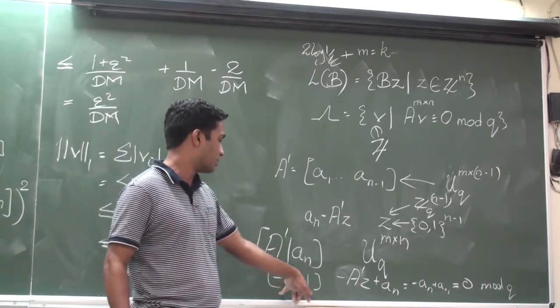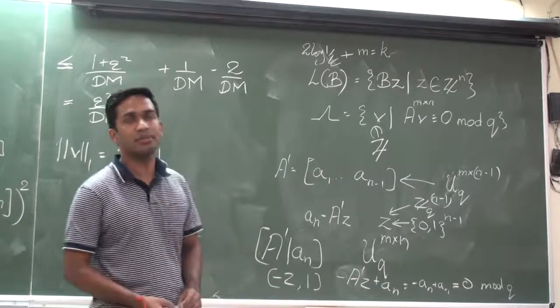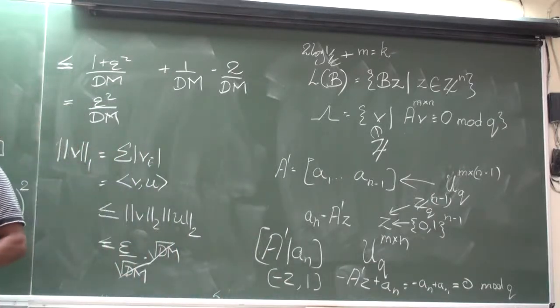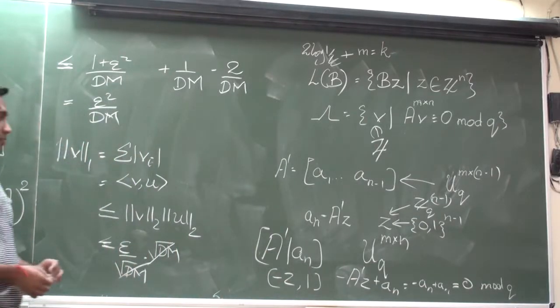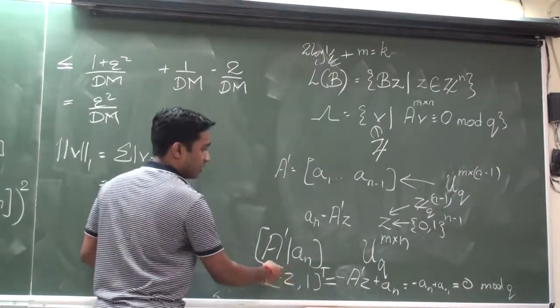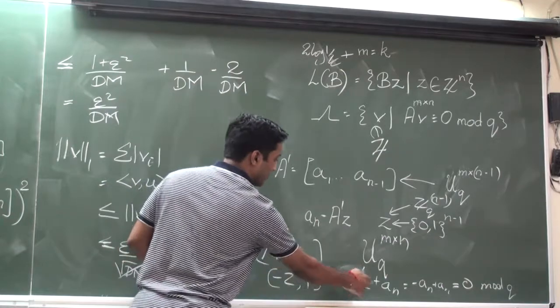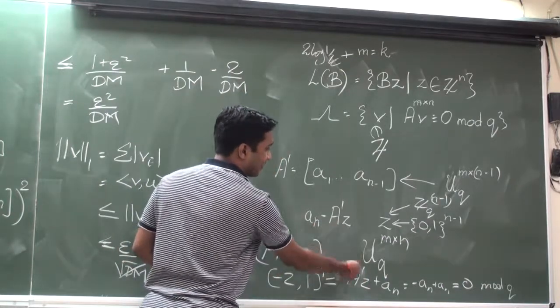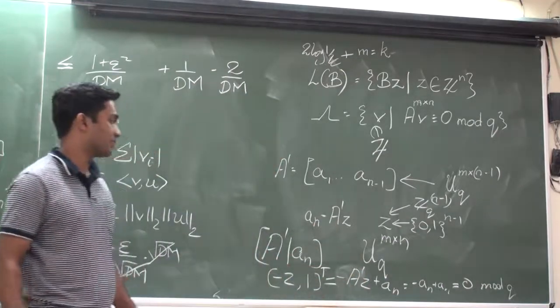So it's minus 1, 0, and just multiply these two, then you'll get minus A dash Z plus A N. A N is defined as this itself, so you get 0.